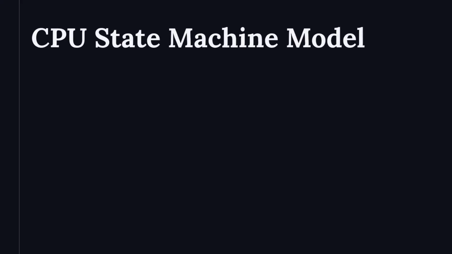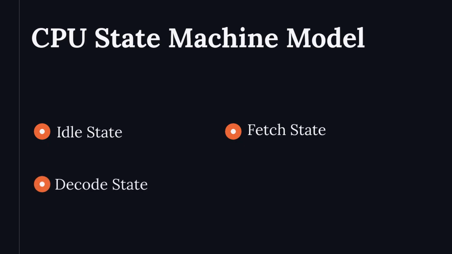CPU instruction processing can be modeled as a state machine. States include idle, fetch, decode, execute, write back, and halt. Inputs like start signal initiate transitions. Outputs involve control signals and fault handling. This example reflects a real control unit style FSM.